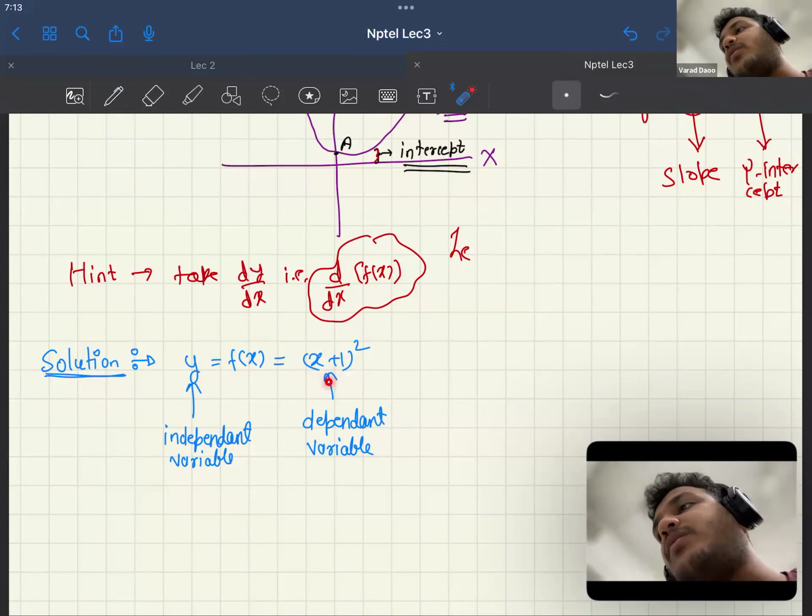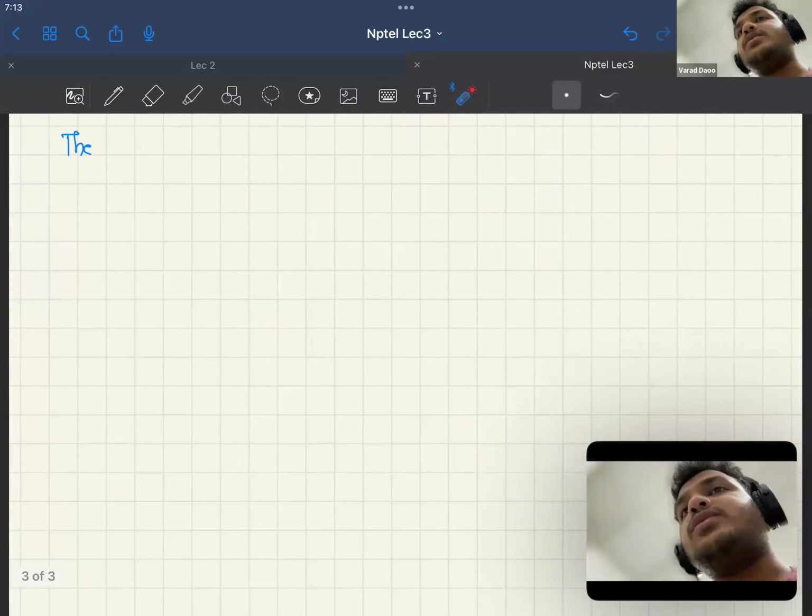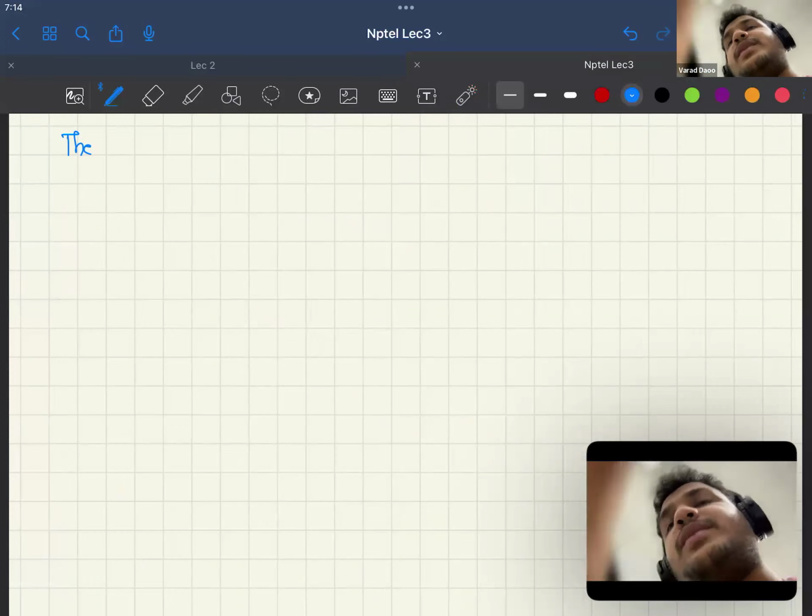And the slope will be what? At any point on this curve, we take a tangent, and the point at which that tangent intersects the y-axis is nothing but the y-intercept, right? And that is what we are asked to find. So let me write down whatever I said.